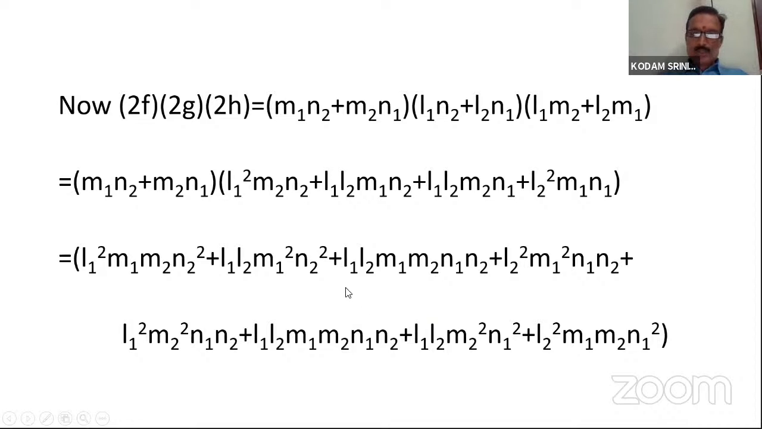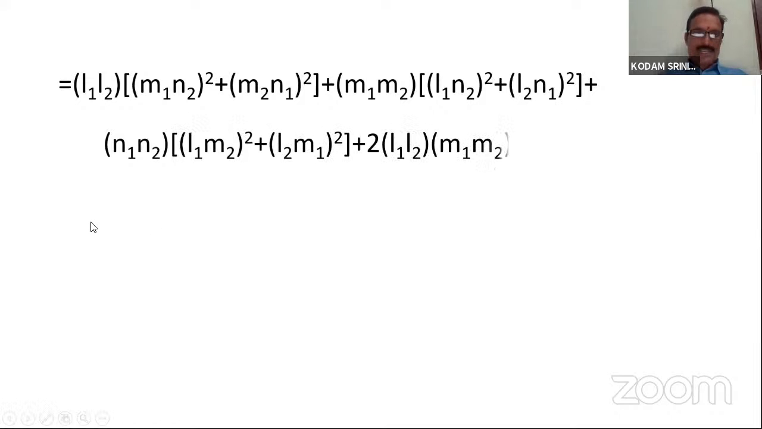Again, by taking M1 M2 as common, what are those terms? Here M1 M2 has the terms. By taking M1 M2 as common, we will get L2 N1 whole square. Again, by taking M1 M2, that is L1 N2 whole square.